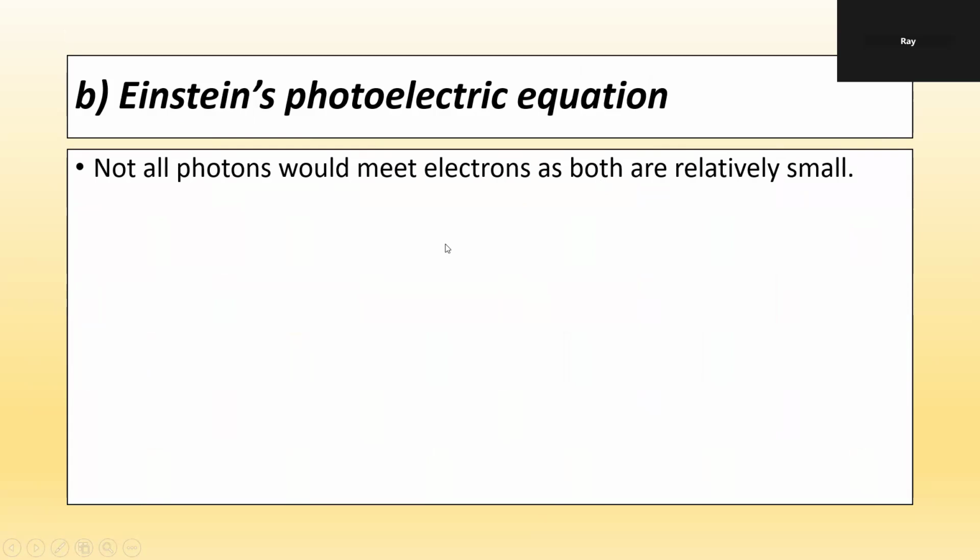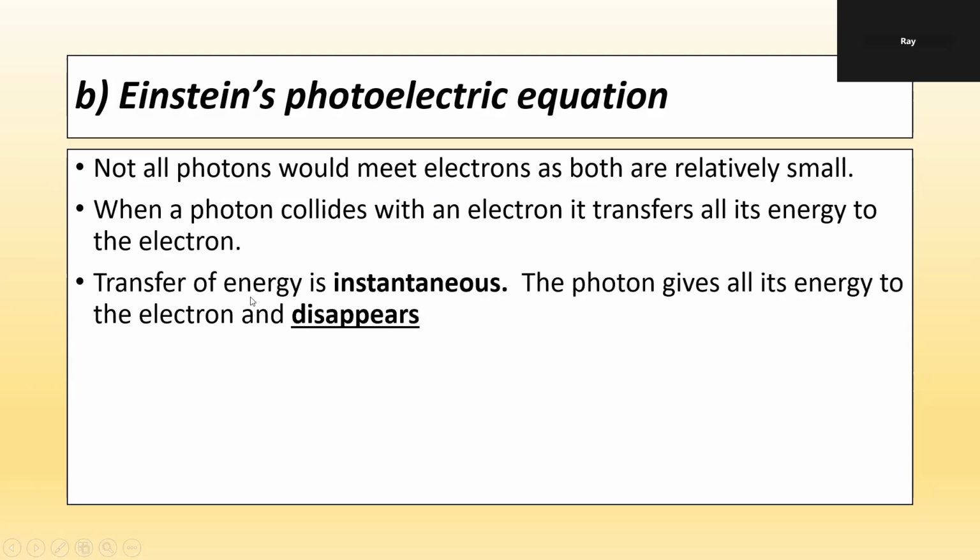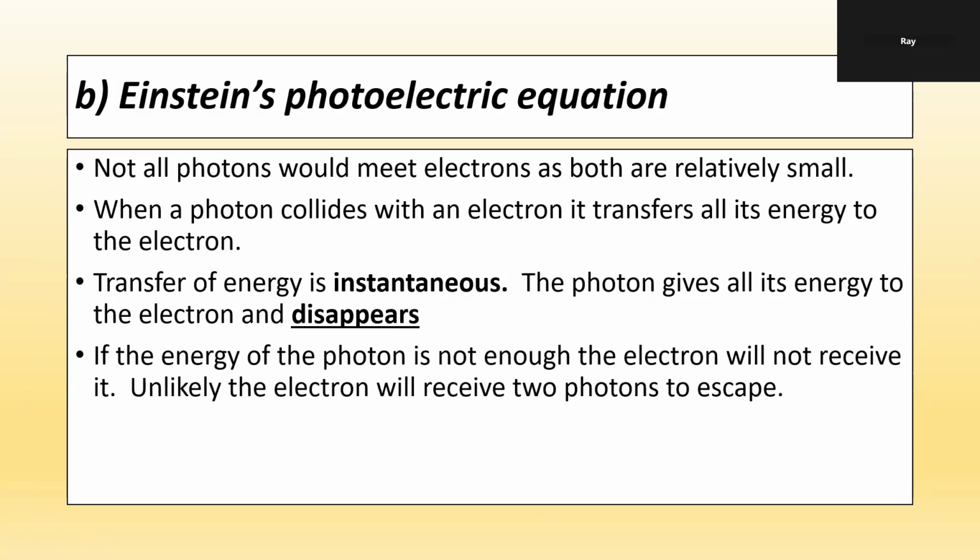So when the photon meets an electron, if the energy is sufficient to overcome the work function, it gives the energy completely to the electron. But if it's not sufficient, it will just pass through. It won't give the energy at all. If the energy of the photon is not enough, the electron will not receive it. It is unlikely an electron will receive two photons to escape, because both are very small. It cannot receive one, not enough, and then another one, not enough, add the two together and then escape. Unlikely. Where the energy is just sufficient for the electron to escape with zero kinetic energy, the work function equals the threshold frequency times Planck's constant.